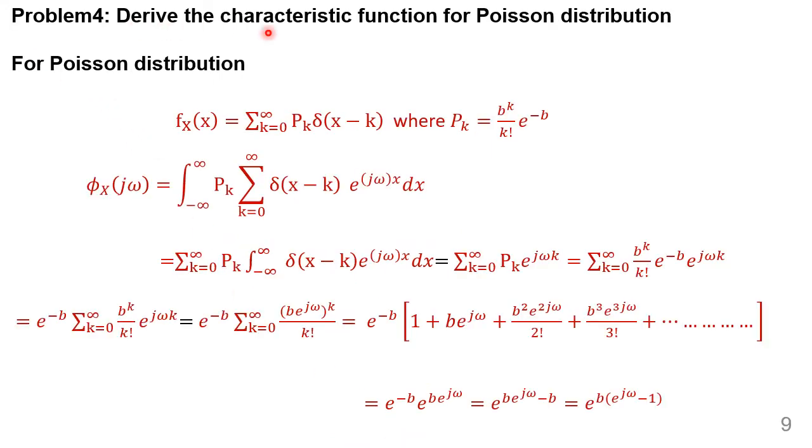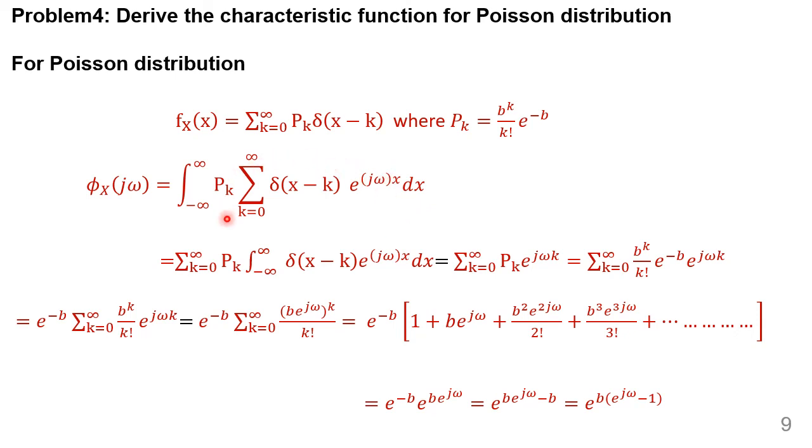Problem number 4. Derive the characteristic function for the Poisson distribution. The Poisson distribution PDF is given by the summation, k varying from 0 to infinity, pk delta of x minus k, where pk is equal to b to the power k divided by k factorial, e to the power minus b. The characteristic function can be obtained by integrating the product of the PDF with e to the power j omega x dx.